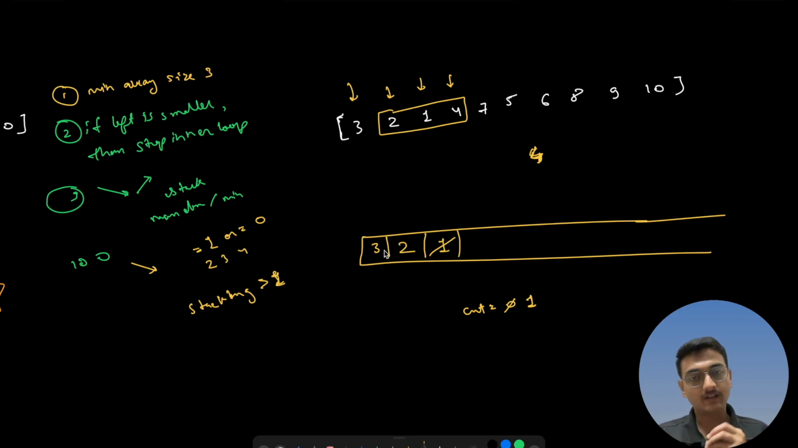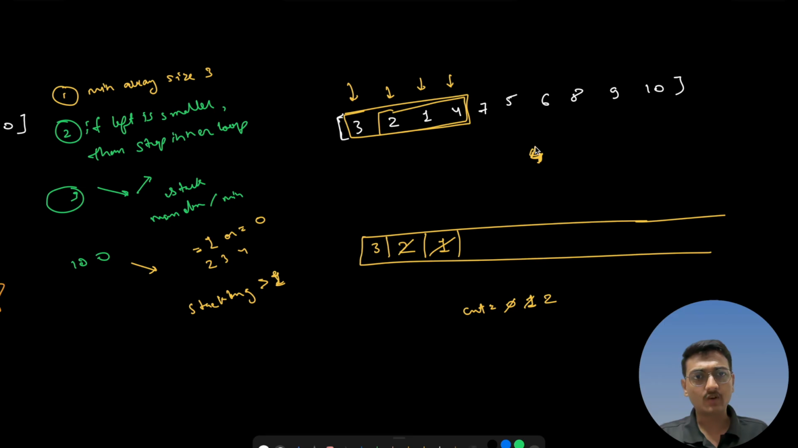4 is greater than 2. Yes, it is. So I will pop it. I will increment my counter to 2. And what is the answer that I got? I think this is the answer that I got. How is this true? Because this is following the pattern, decreasing and increasing. You can see decreasing and increasing, decreasing and increasing. With a stack, I can manage this thing.